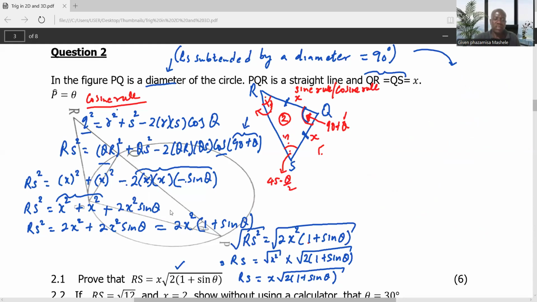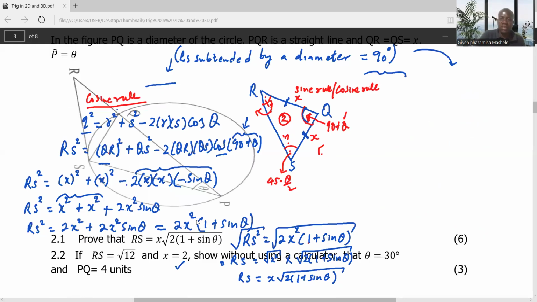The second question says if RS equals root 12. So we're given RS, let me just write the information here. It's root 12. We're given X is 2. Then the question says, show without using a calculator that theta is 30 degrees and PQ equals 4.